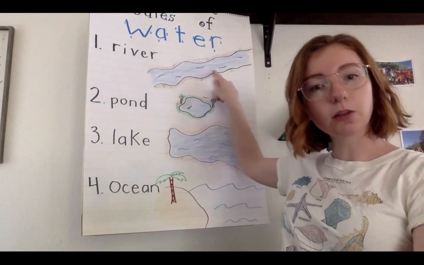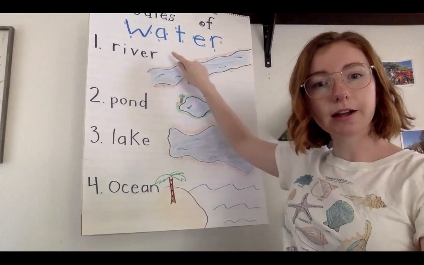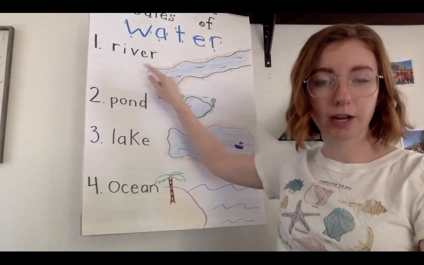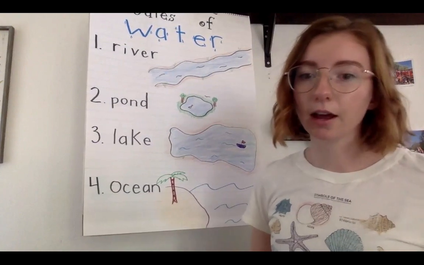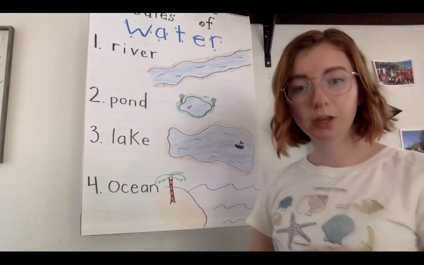A river is long and skinny and there's land on both sides. The water is traveling and moving through a channel, and usually a river ends up feeding into an ocean, a lake, or a different river.